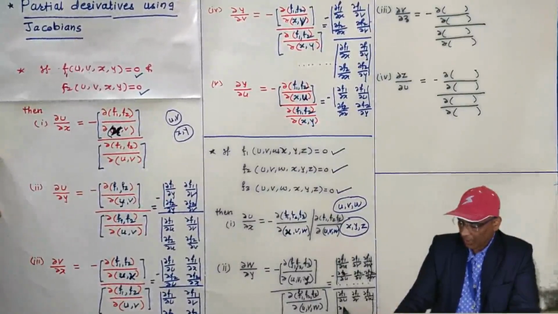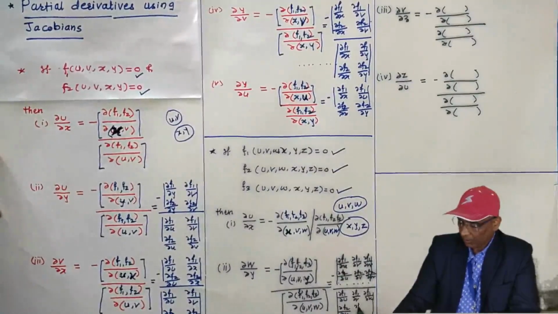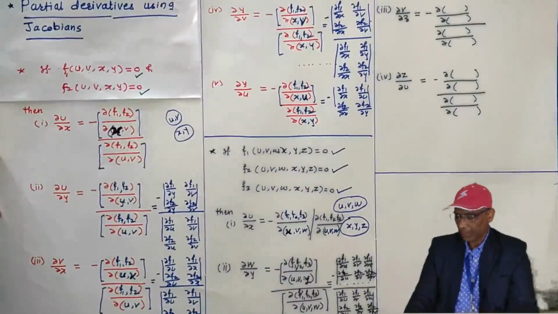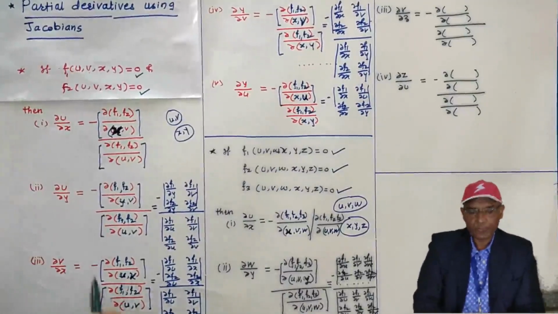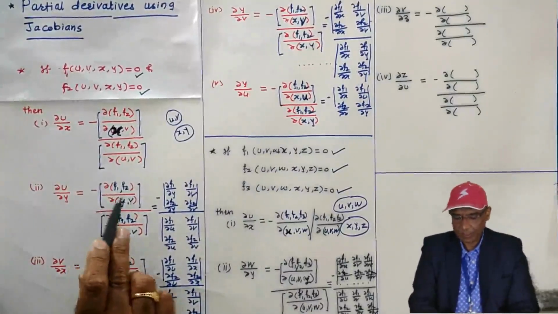Second row for f2: f2u, f2v, f2w, and here f3u, f3v and f3w. Okay, so this is important for you. And by definition, this can be written from this.